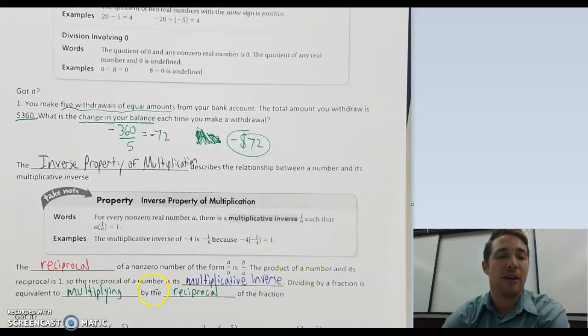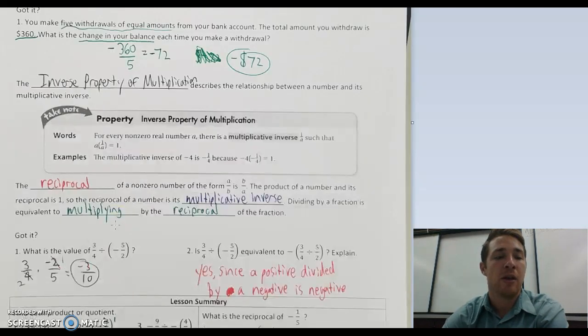Dividing by a fraction is equivalent to multiplying by the reciprocal of that fraction. So usually when you divide with fractions, you're going to use multiplication instead. In our examples, we can try that. So 3/4 divided by negative 5 over 2. Notice the first one doesn't flip, but the second part, I'm going to flip that from 5 over 2 to 2 over 5, and I multiply, I end up with negative 3 over 10. I'm going to skip over that last one a little bit just because I'm running a little bit short on time, but we can see that it's going to be equivalent because, again, a positive divided by a negative is going to be negative. So you can try that result.